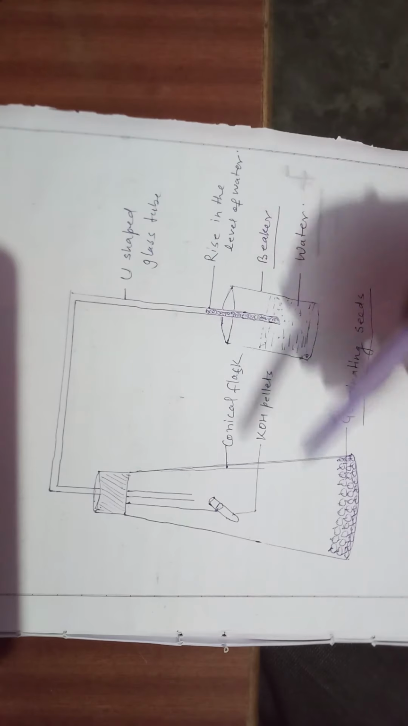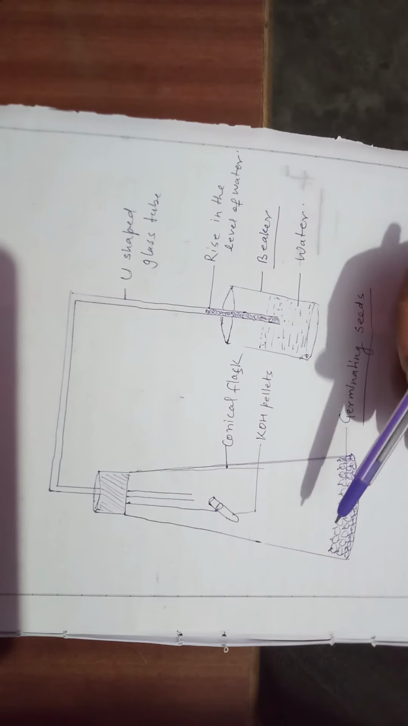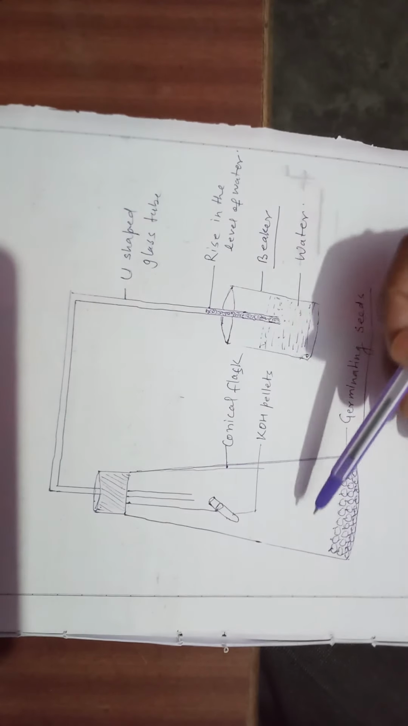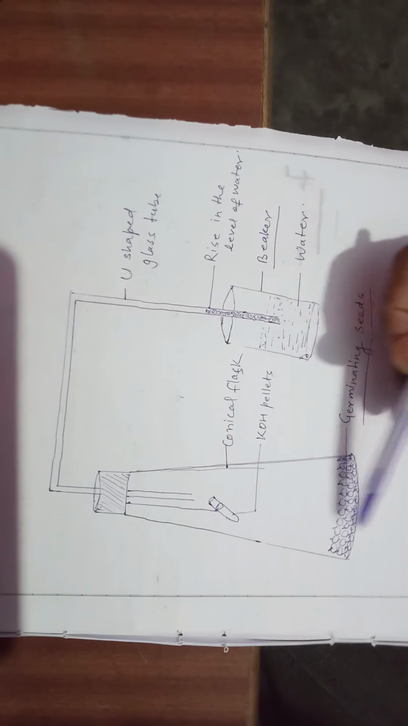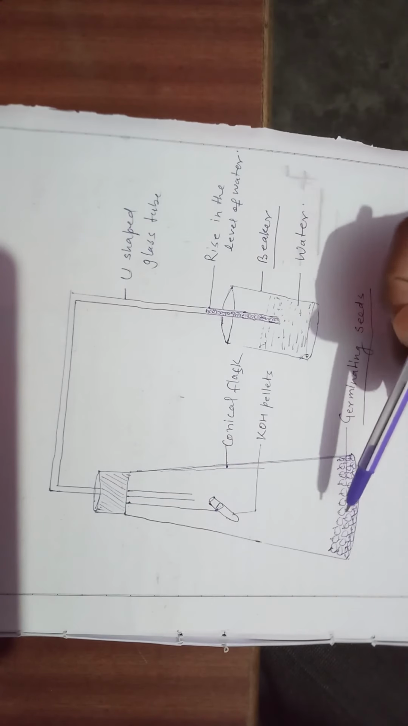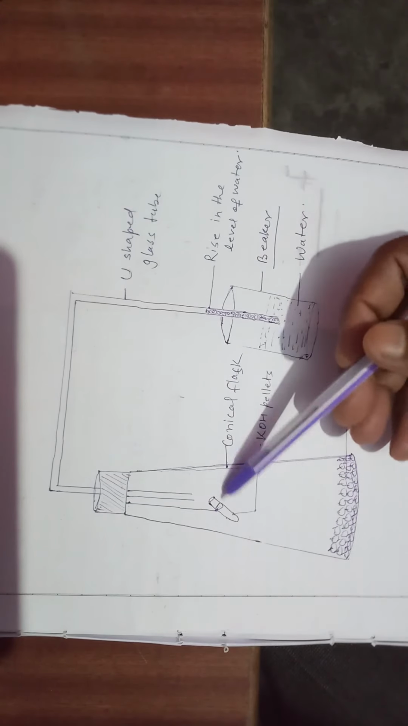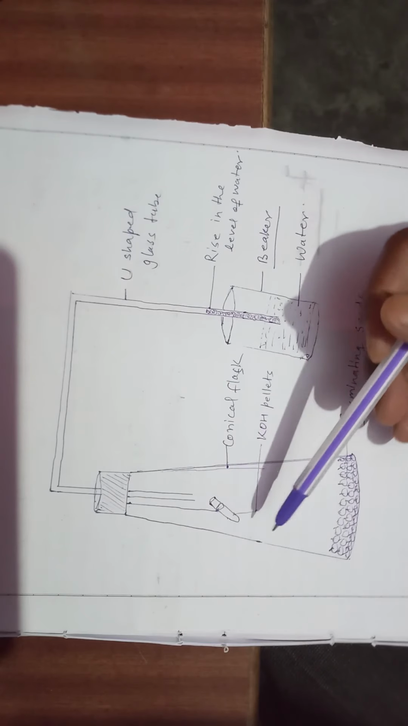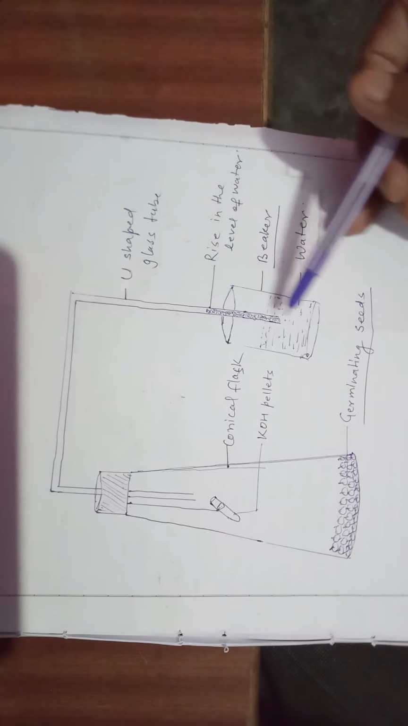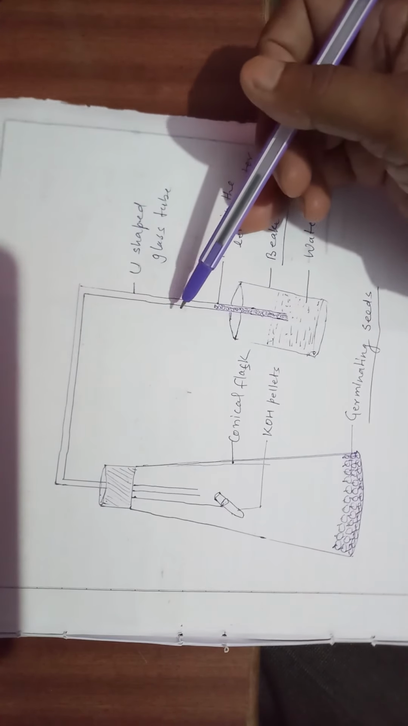So in this experiment, oxygen which is present in the air in the flask is used up in the respiration process, and the CO2 which is given out is absorbed by these pellets. So a vacuum is created, and due to this the liquid rises in the tube.